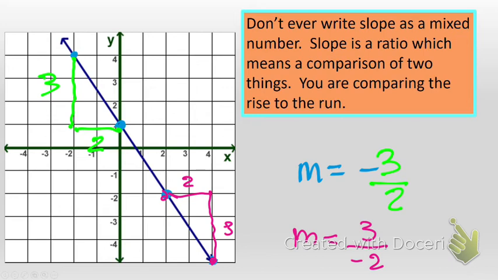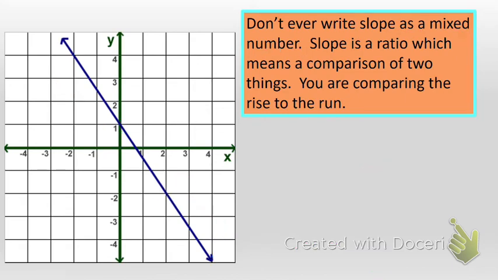Now again, remember, you're comparing rise to run. So should this be a mixed number? No. We want to compare the rise, -3, to the run, 2. It's rise over run.